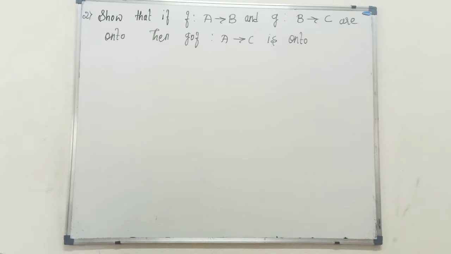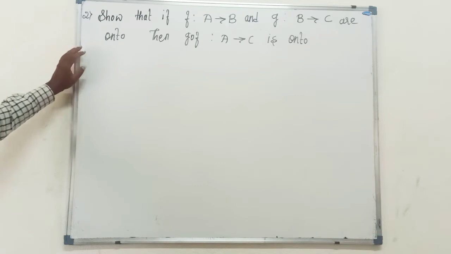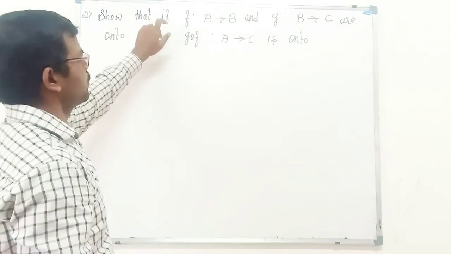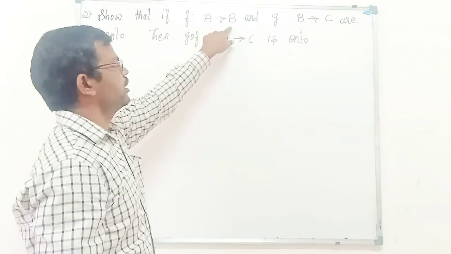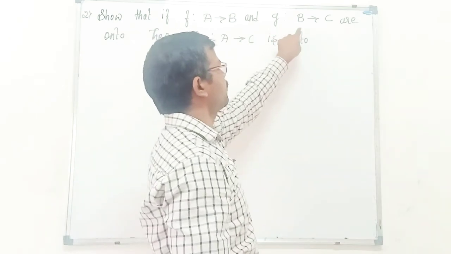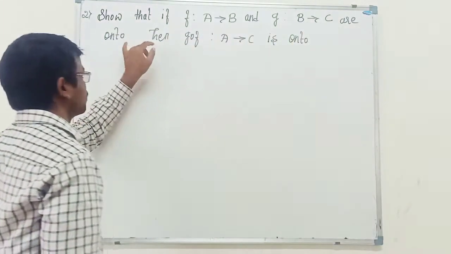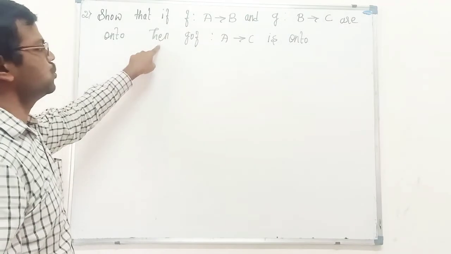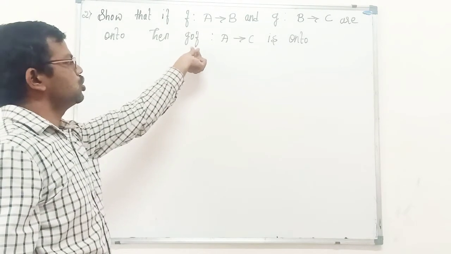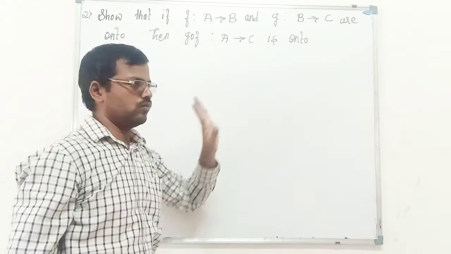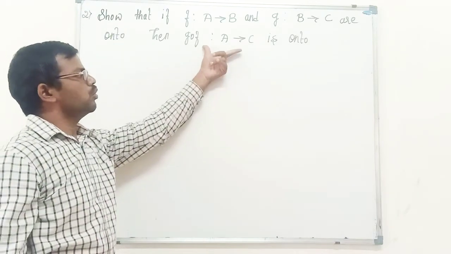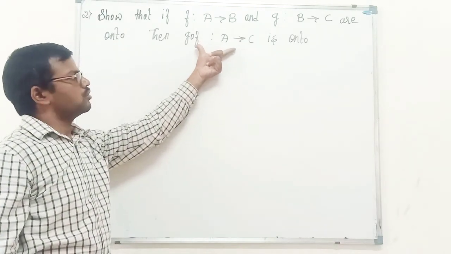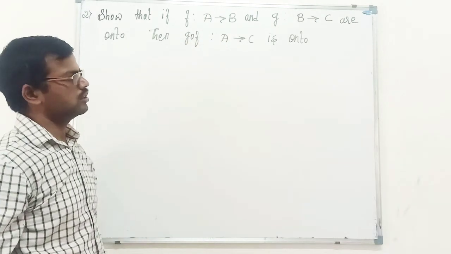So next we come to the second important problem in the composition of functions. Show that if f is a function from A to B and g is a function from B to C, and these two are onto, then g composition f is also onto. So this is very important. We have to show that g composition f is onto.